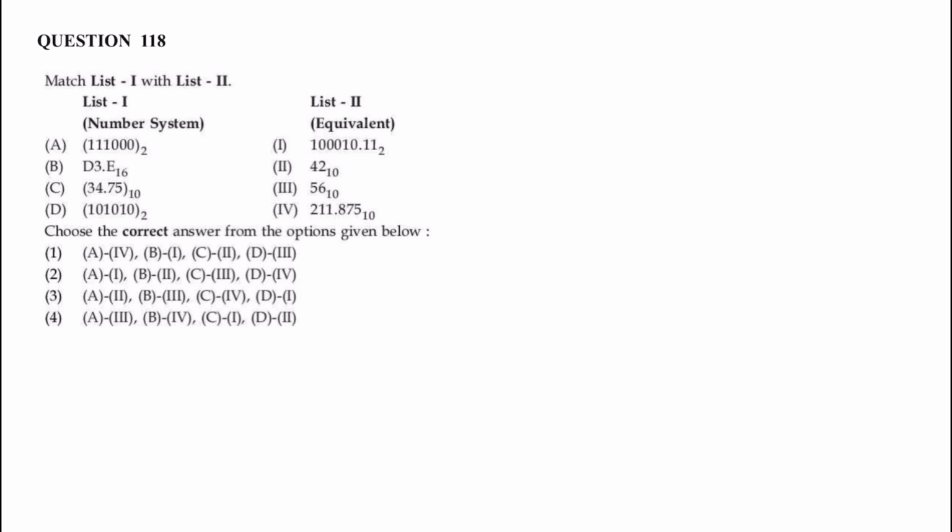Next, different number systems are given. We need to find the equivalent values. For 111000 base 2, convert it into a decimal number. Its weights are 2 power 0, 2 power 1, 2 square, 2 cube, 2 power 4, 2 power 5. 2 power 5 is 32, 16, 8, that is 40, 56. So it is 56 base 10. So A is 3.